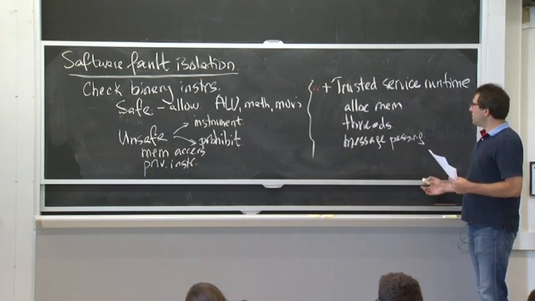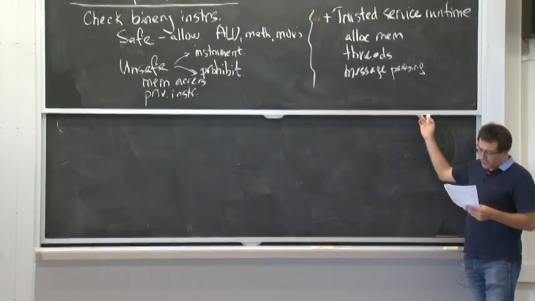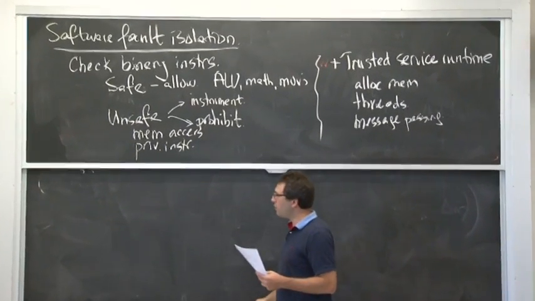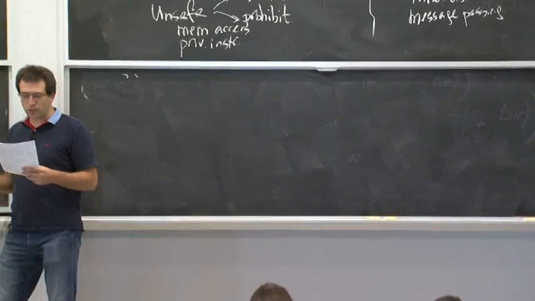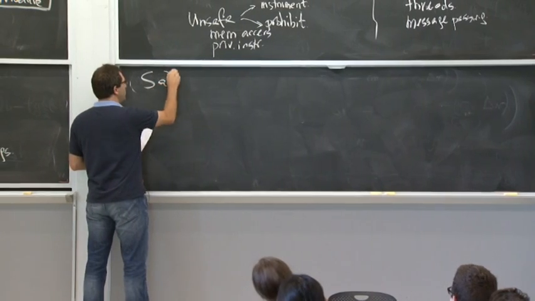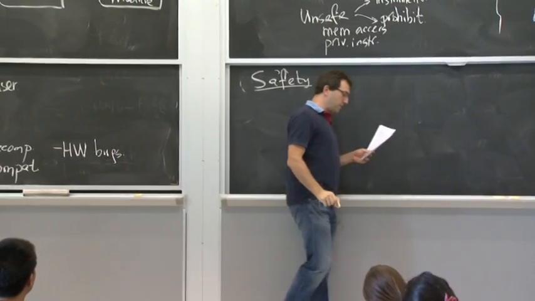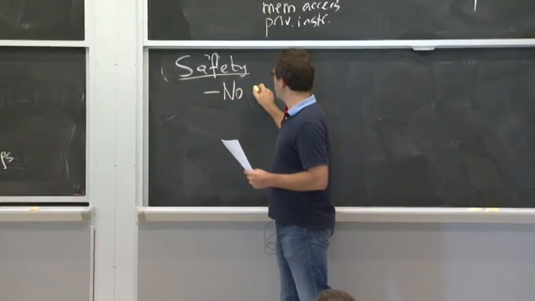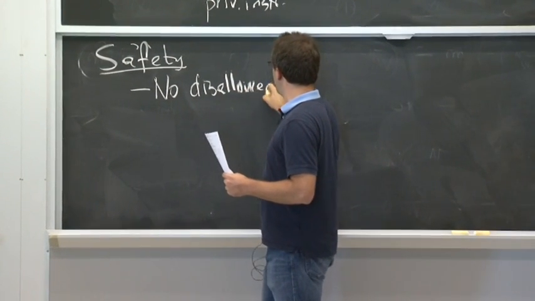All right. So that's the overall plan for software fault isolation. Let's look at what safety actually means in their case for Native Client. We talked loosely about this notion of safe instructions and unsafe instructions. What do they actually care about here? As far as I can tell, for Native Client, safety basically means two things. One is that there are no disallowed instructions that can execute.